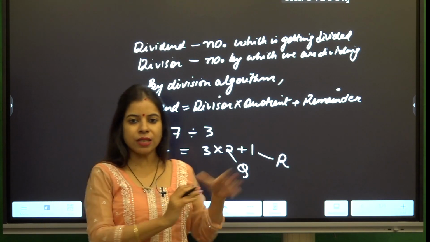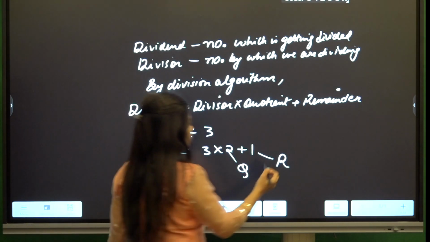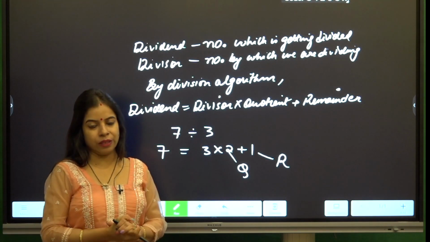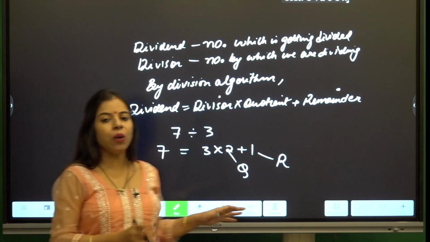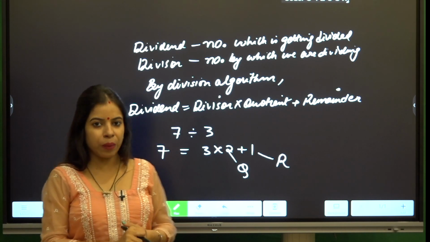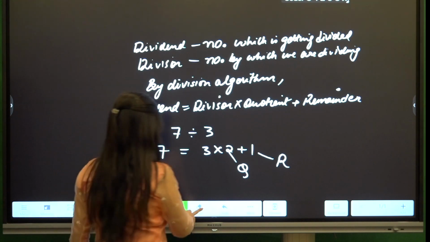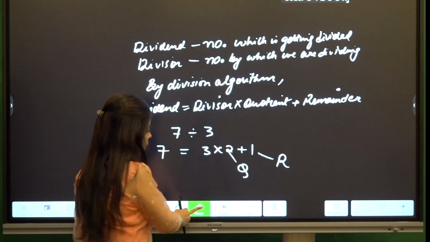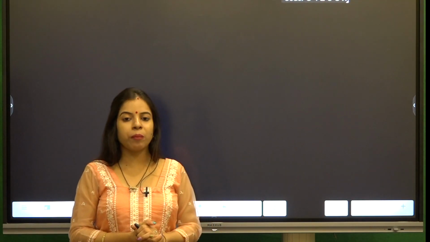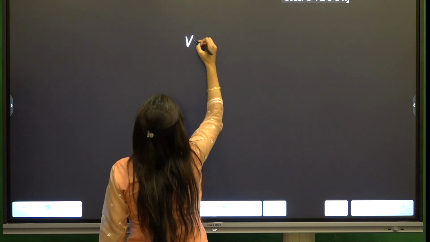Now, this is the conventional method that we use while performing division. But now we are going to use the techniques of Vedic mathematics. There are basically 3 Vedic sutras which are used for performing division.